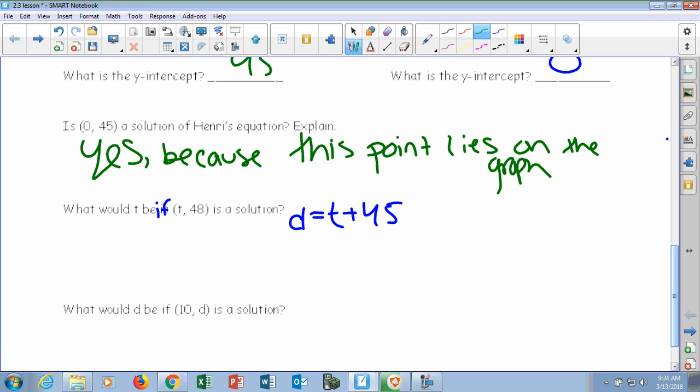Okay. My y is my d. My t is my x. Right? Because this is in y equals mx plus b form. So my t is my x. Well, we don't know t. That's what we want to find. But we know our y. So Robert, what would I do?